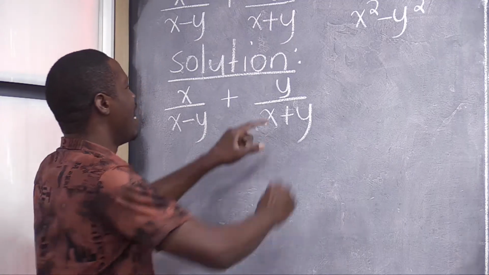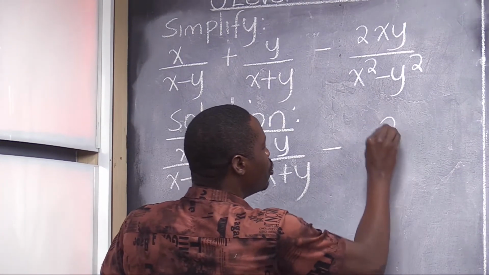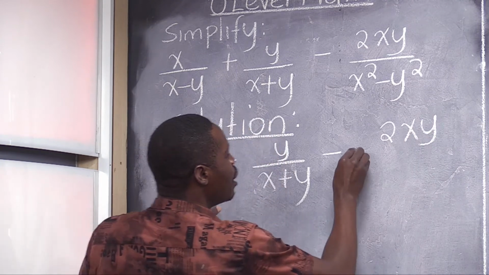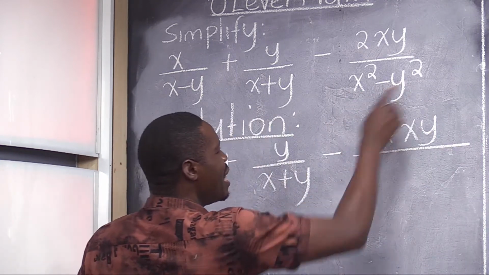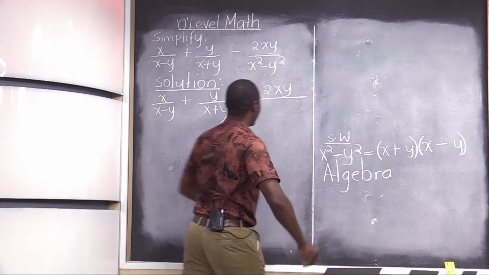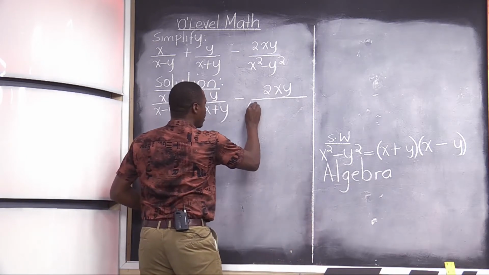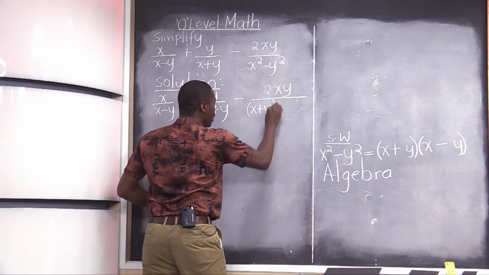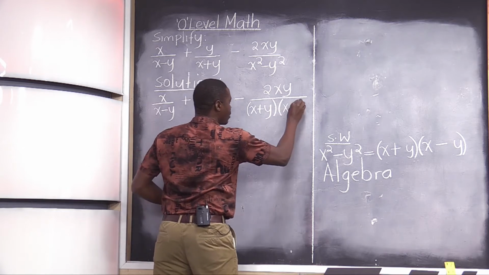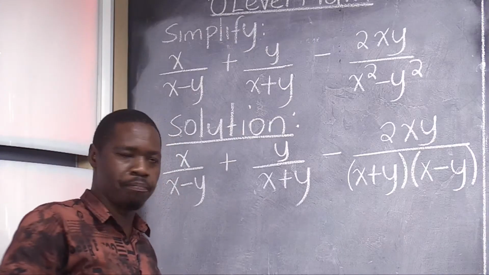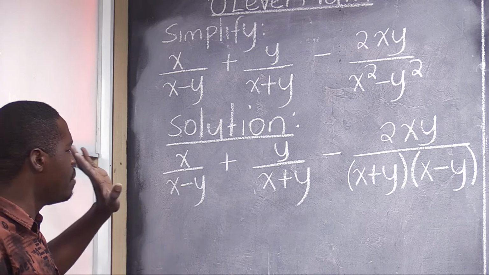Now, Mr. Examiner, sir, minus 2xy all over x squared minus y squared. We already have the factors there. It is x plus y into x minus y. The examiner wants us to simplify. He wants us to write it in a simpler form.